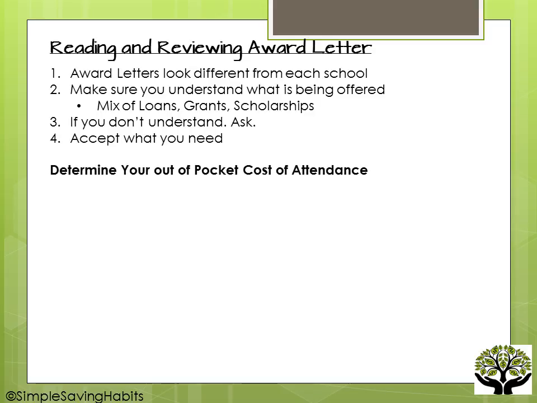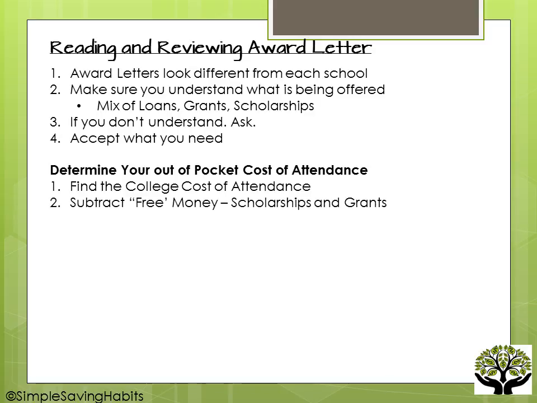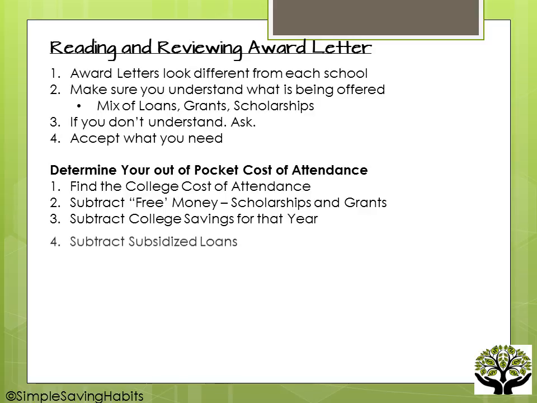To determine a college's affordability, first find the cost of attendance for that school. It should be on the award letter. If not, ask the financial aid office. Make sure it includes all estimated expenses, not just tuition and fees. Next, subtract the free money offered by that school. That includes scholarships and grants. Then subtract any college savings funds that can be used in that school year. The amount that remains is your out-of-pocket costs that may be paid for by student loans.